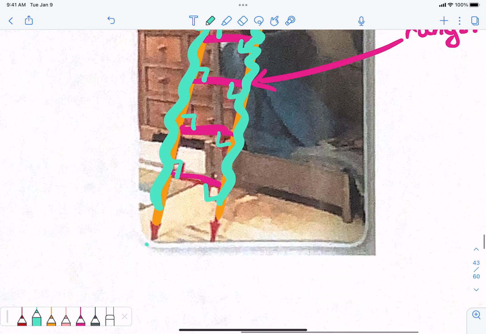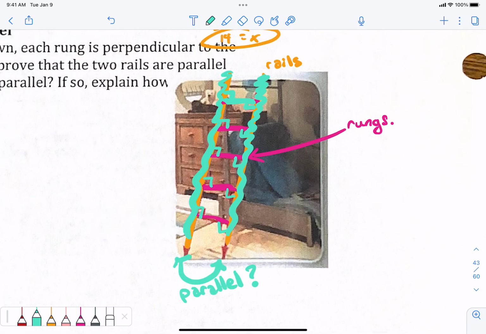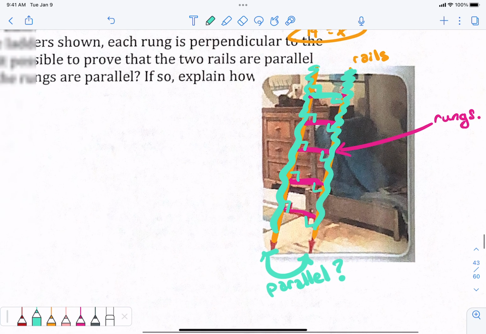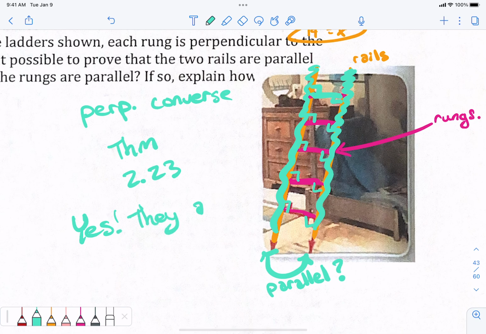So, do we know for a fact that these two are parallel to each other? Yes. Why? Technically, they are kind of alternate interior. Yes, you could put that down. But there was one that we had on the perpendicular transversal, the very bottom one on the front side. The perpendicular transversal converse, or theorem 223. So yes, they are parallel, because of theorem 223.